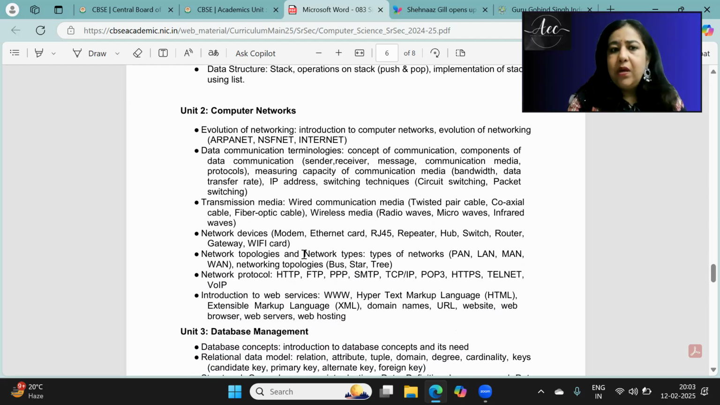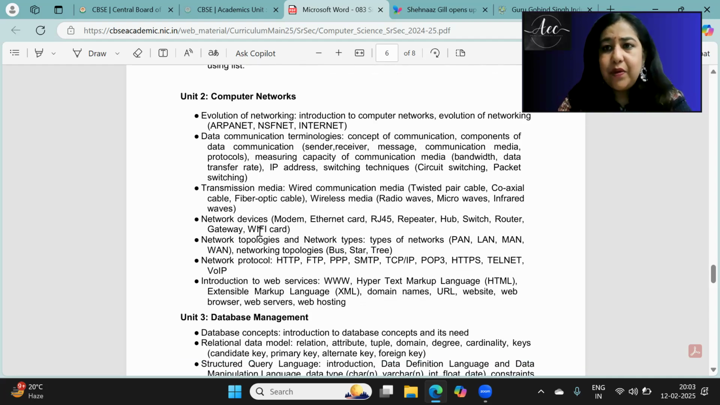Then you have computer networks. The syllabus looks lengthier, but actually it's not that lengthy. These are the terms which they have listed. It's whatever we use in our day-to-day life. We are using the internet: how the internet was formed, what are the various types of networks we have, what devices we use in the networks, what kinds of transmission media help us to send signals from one place to another, what kind of viruses you can get, what protocols are used. So all that you have to study over here. What are websites? What are the terms related to websites? That is all we are going to study in this chapter, right?